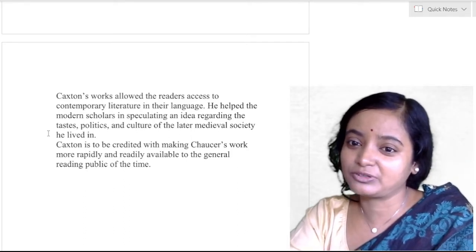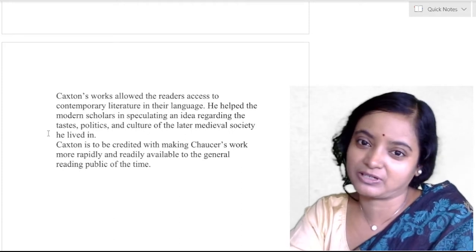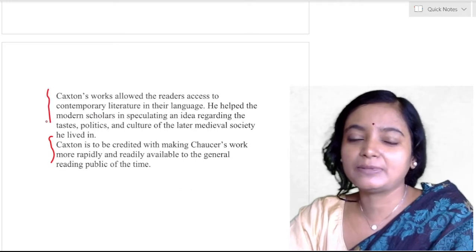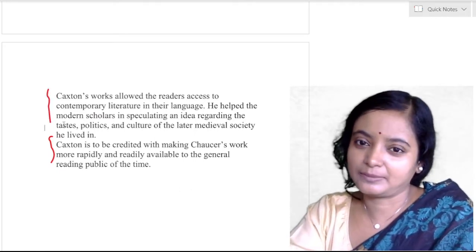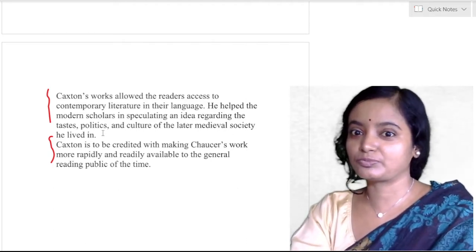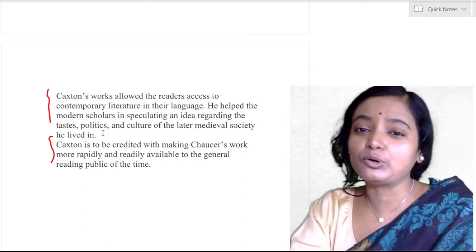Caxton is to be credited with making Chaucer's work more rapidly and readily available to the general reading public of the time. So not only for Chaucer, but for all the eminent personalities and writers who made an endeavor at that time to write something new, Caxton helped them get their works circulated, and people came to know about those persons.